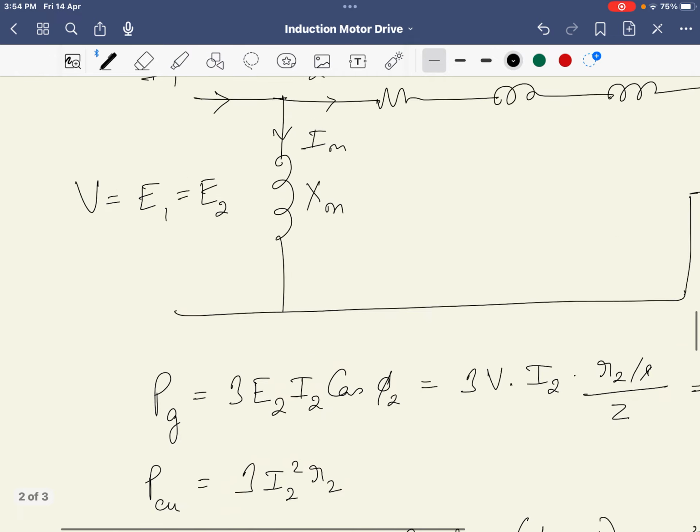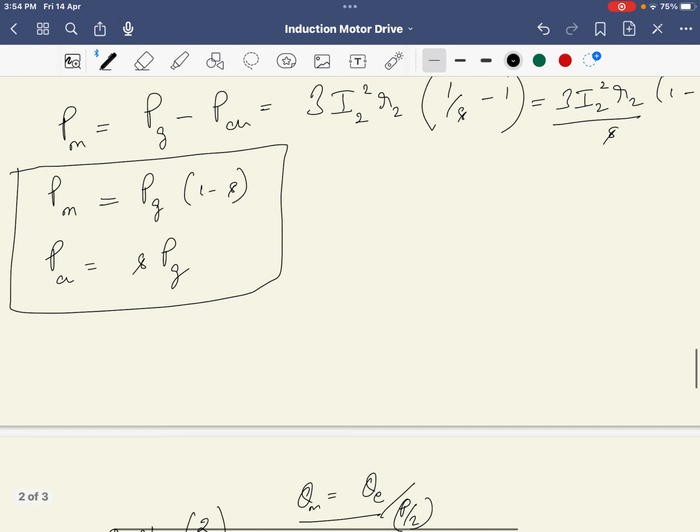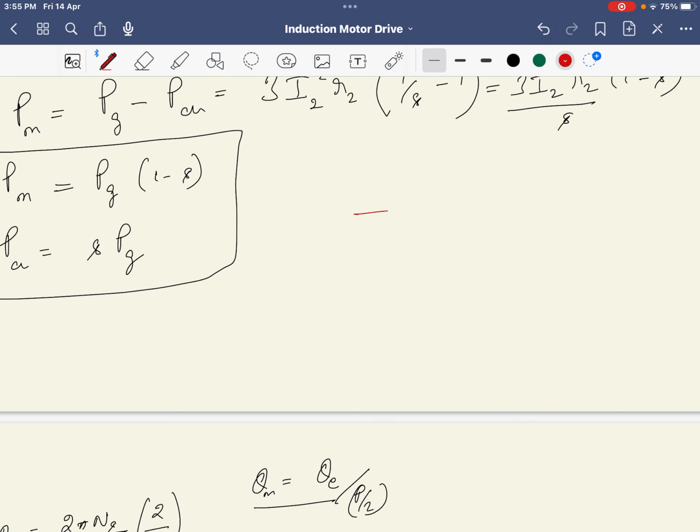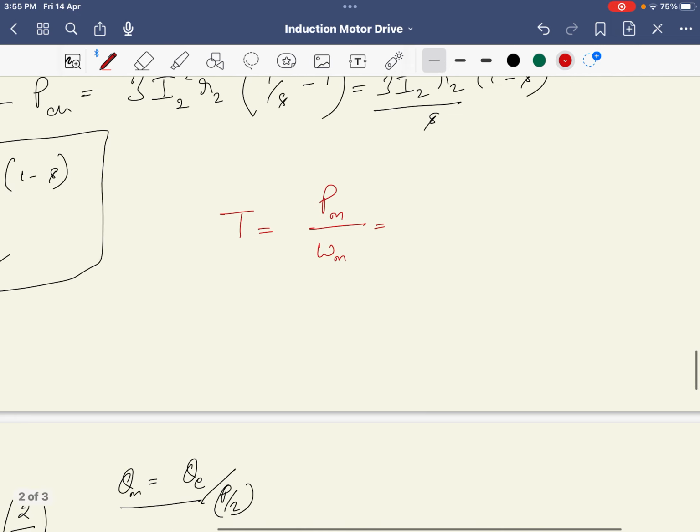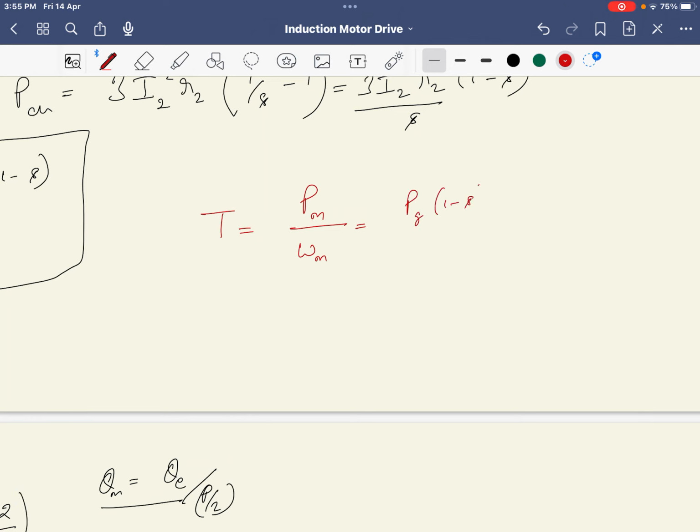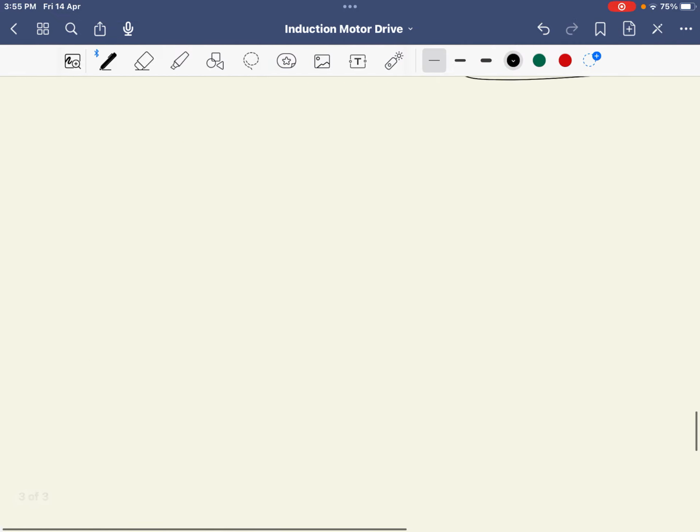What is the expression for the torque? We will write it down here. We know that torque is equal to mechanical power divided by mechanical speed, correct. Now mechanical power, in terms of PG, is PG times 1 minus S, and in terms of speed, omega ms times 1 minus S. If these two cancel out, we can write that torque is equal to air gap power divided by omega ms. So we can write T equals PG by omega ms.